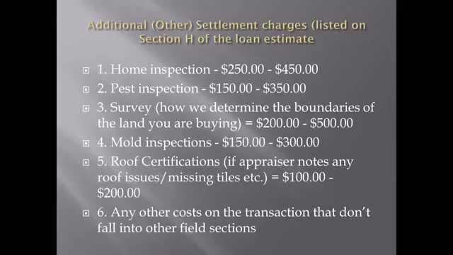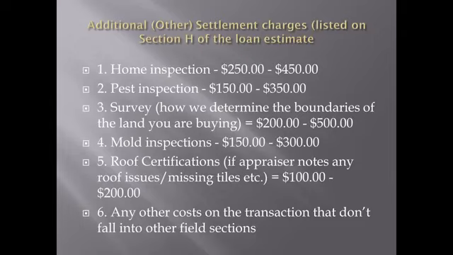The most I've ever seen surveys are between $200 to $500, okay? Mold inspections, anywhere between $150 to $300. Here in California, might be a little bit higher. Roof certifications, okay? Never above $200, okay?